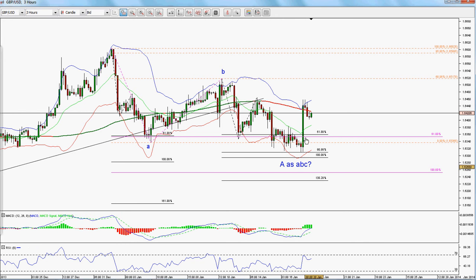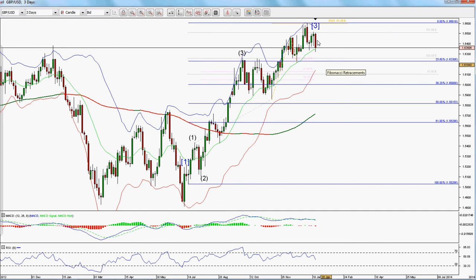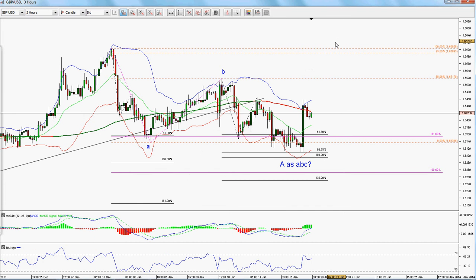But what is important, if this is correct as A, B, and C, and we got a bigger A, we will have a B. I was talking about this B and this A, first part of the correction, second part, and a third part. So you can expect that the market may go up to this level to test those highs. And this would be the B, a flat correction.